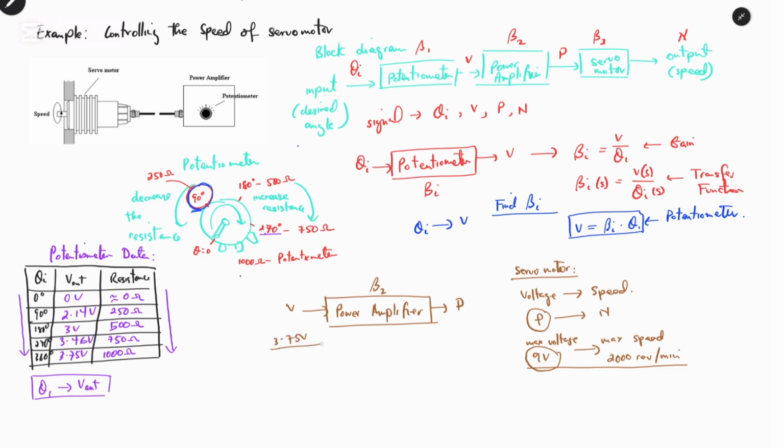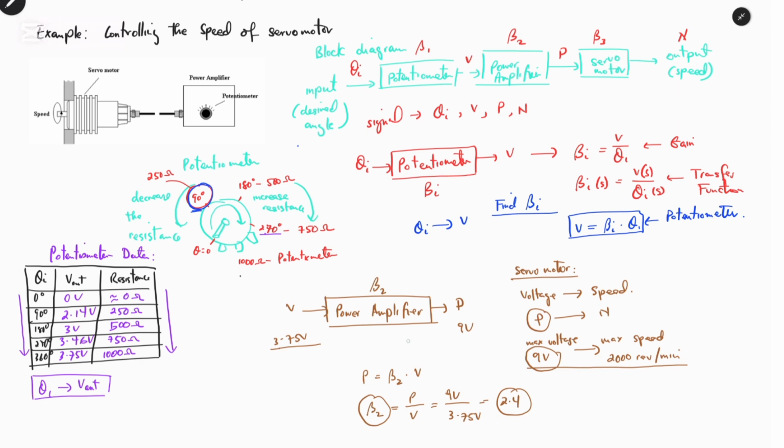So when we have input 3.75 volts, we know that the output should be 9 volts. With this relationship, P must be equal to beta 2 times V. So we have data such that P and V are known. To find beta 2, we simply say P over V, where P is 9 volts divided by V, which is 3.75 volts. From there we can calculate the gain of the power amplifier. So the gain must be 2.4.